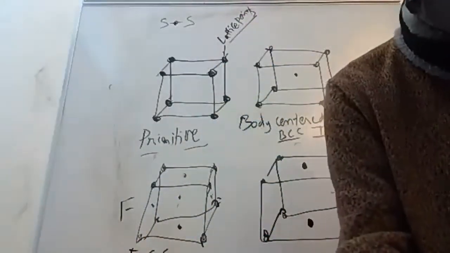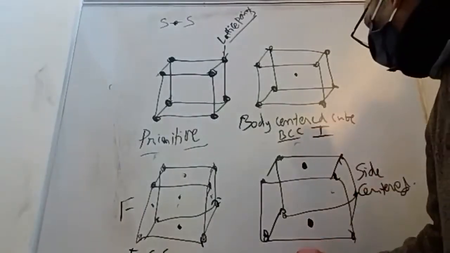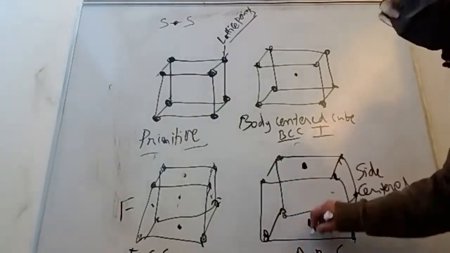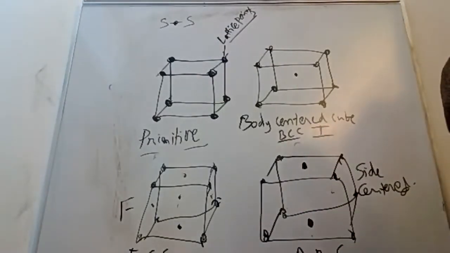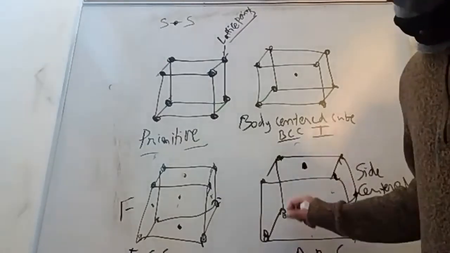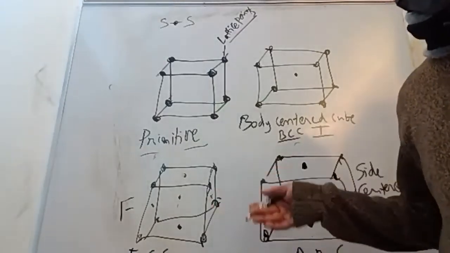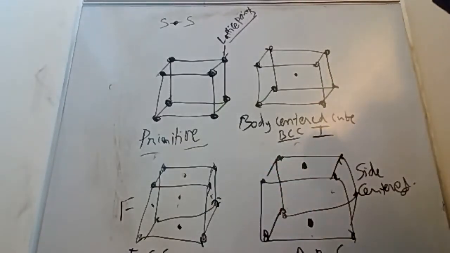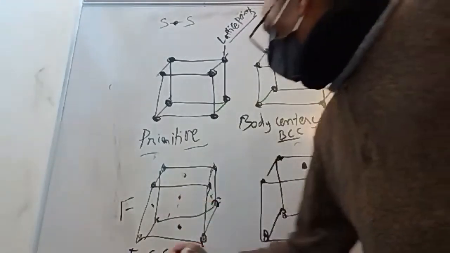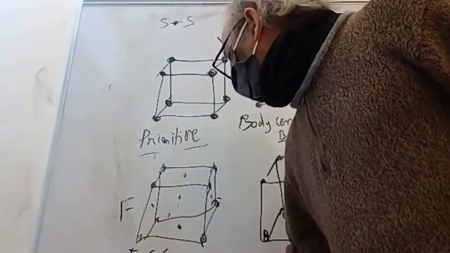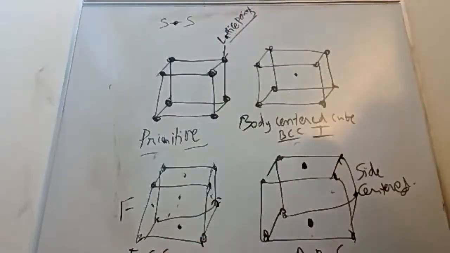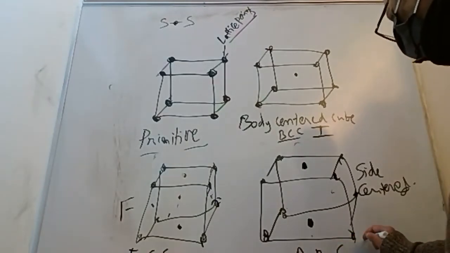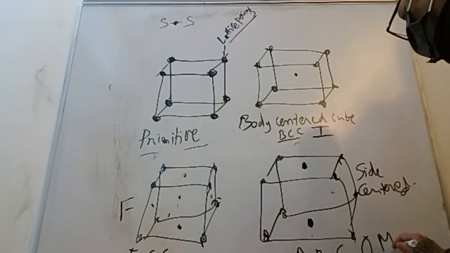So the side-centered cells are generally called A, B, or C, depending on which faces they have the atoms. If they have it along the A, then we call it A type. If they're on the B side, it's B type, and C type. All right, so this is the side centering. The face centering is possible only for cubic and orthorhombic crystal systems. And the side centering is possible only in the orthorhombic and monoclinic.